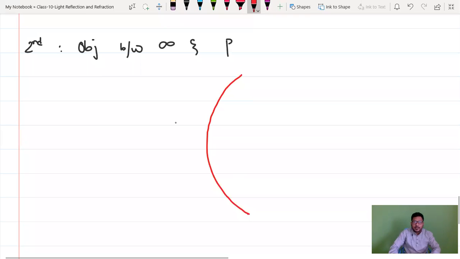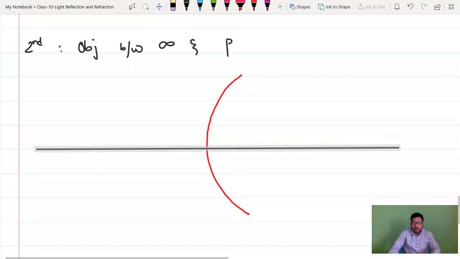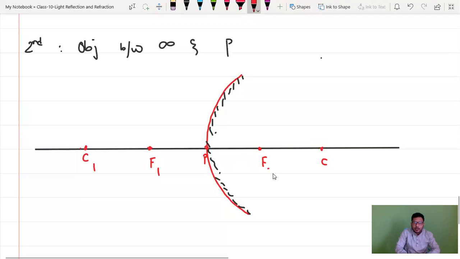Right. Now let us take principal axis up to here. Okay. Next, let us shade this. Now where object is placed, you see this point. Okay, let us mark the points. This point is P, this point is F, this point is C, and this point is F, this point is C. Here this point is C1, F1, F2, C2.